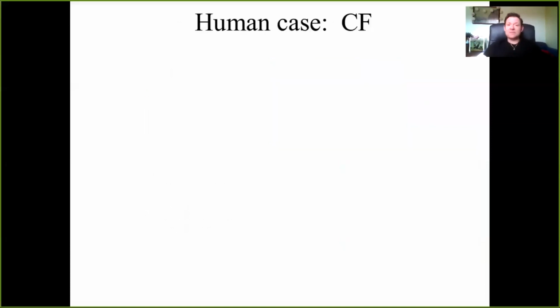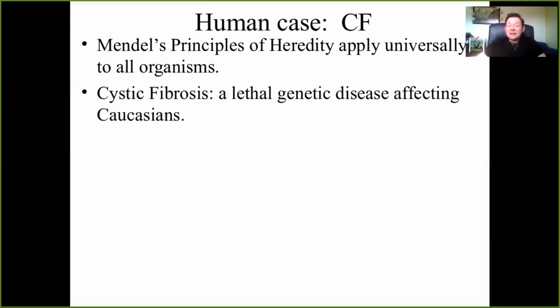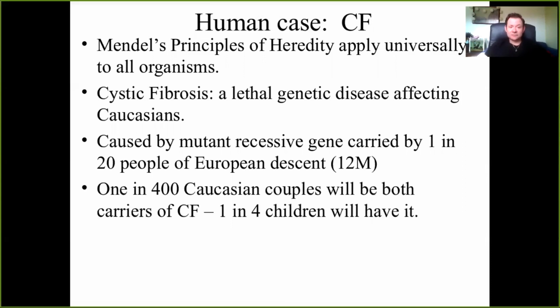Human case, cystic fibrosis. So Mendel's principles of heredity apply universally to all organisms. Cystic fibrosis is a lethal genetic disease affecting Caucasians. So certain genetic conditions can affect particular races. So for example, cystic fibrosis affects Caucasians, whereas sickle cell anemia, a blood disorder, affects people of African descent. It's caused by a mutant recessive gene carried by 1 in 20 people of European descent. 1 in 400 Caucasian couples will both be carriers of cystic fibrosis. 1 in 4 children will have it.